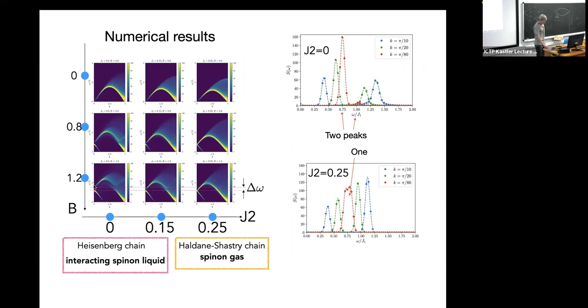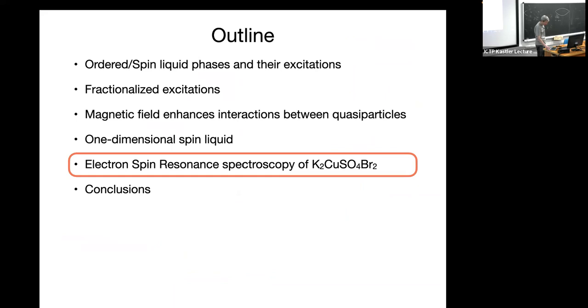So, again, numerical data by Anna Kesselman. We are looking at the magnetic field and, along the horizontal axis, plotting J2 to J1. For the Heisenberg chain, you see the splitting for a given field is maximal. As we increase J2 to the critical value, the conformal point where backscattering vanishes, that splitting vanishes. And so we can fit all these lines by the simple series that I presented to you.